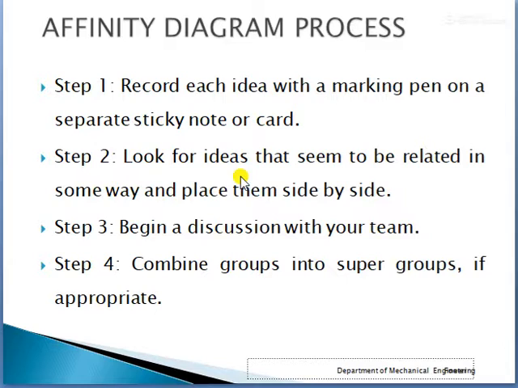These are some steps used in the affinity diagram process. Let us see step 1. Record each idea with a marking pen on a separate sticky note or a card. In this, we do the brainstorming session and write directly onto sticky notes or cards. If you suspect you will be following the brainstorm with an affinity diagram. Randomly spread the notes on a larger work surface so all notes are visible to everyone. The entire team gathers around the notes and participates in the next step.